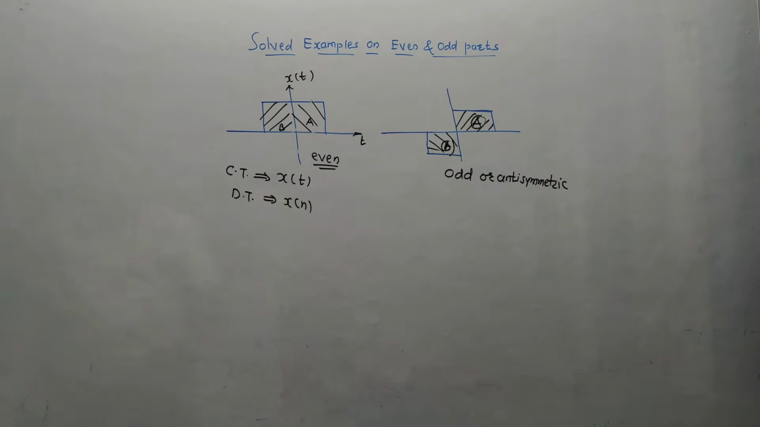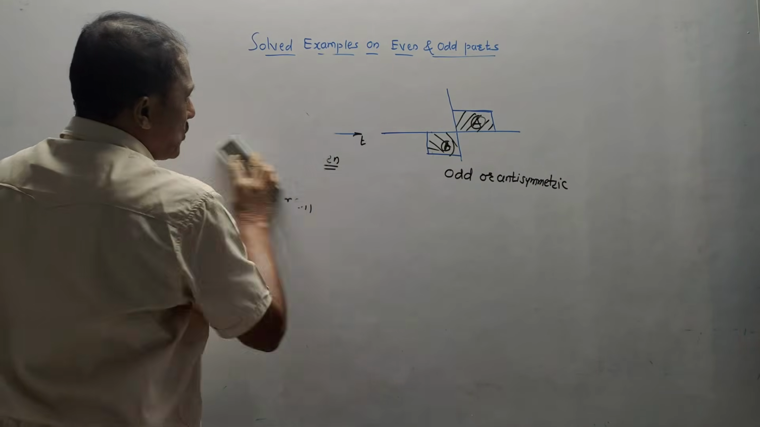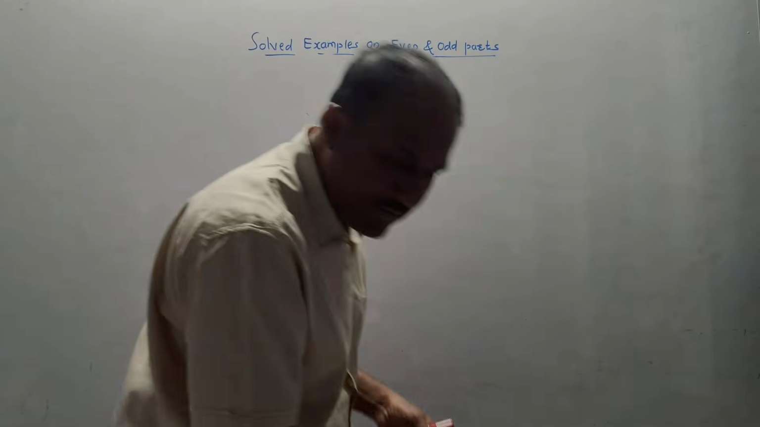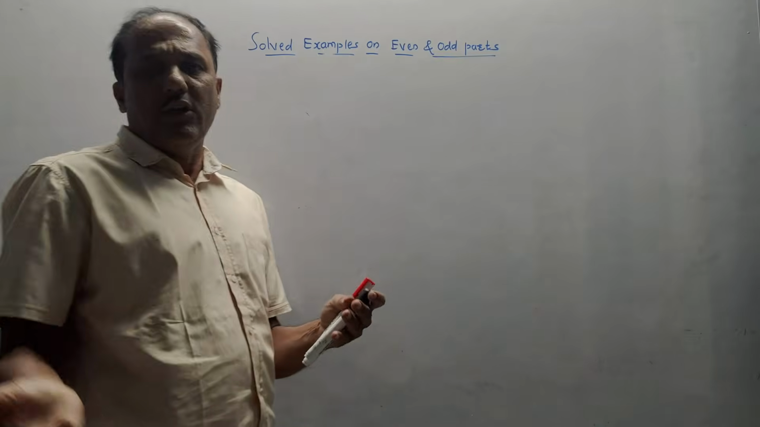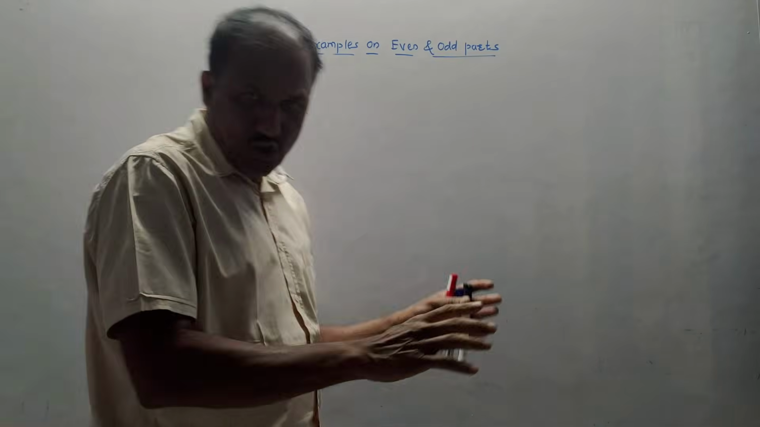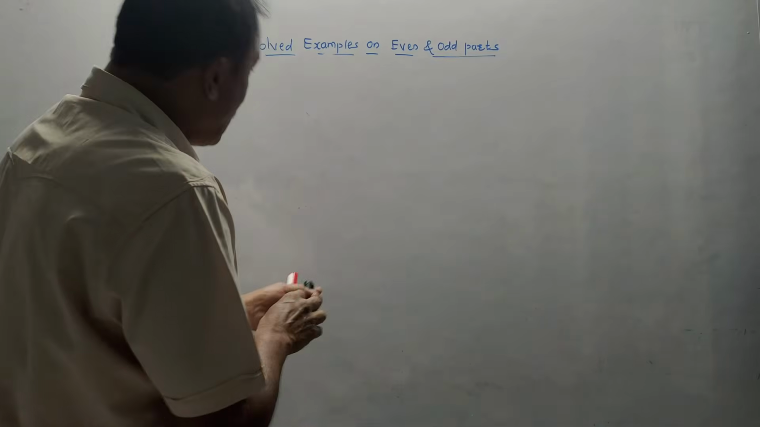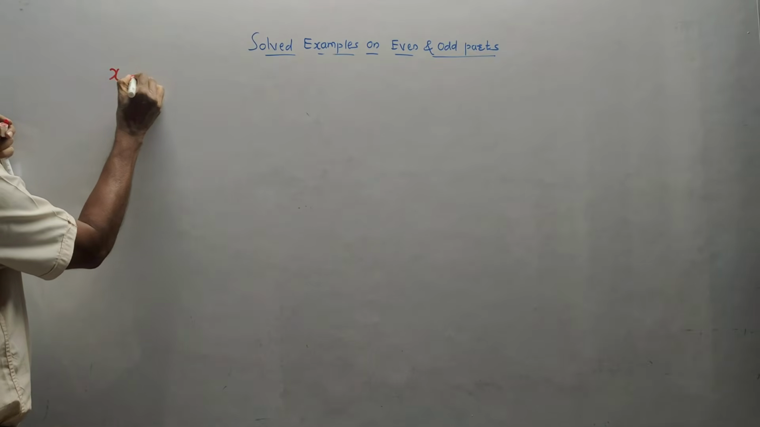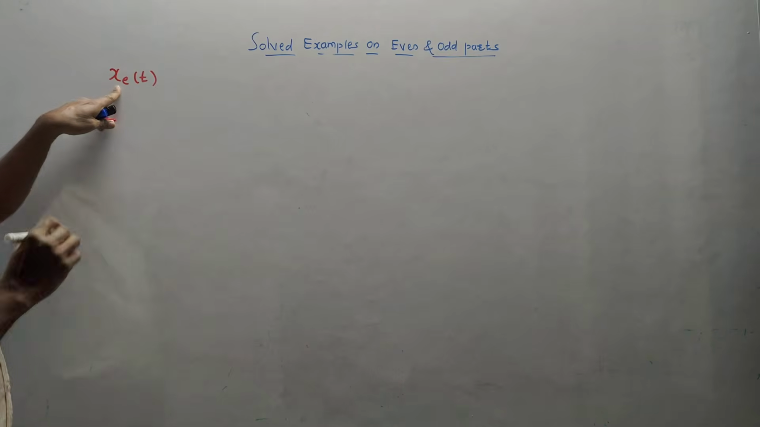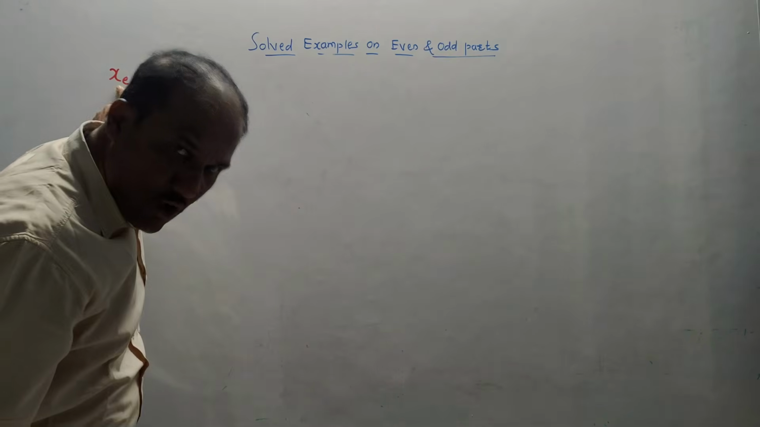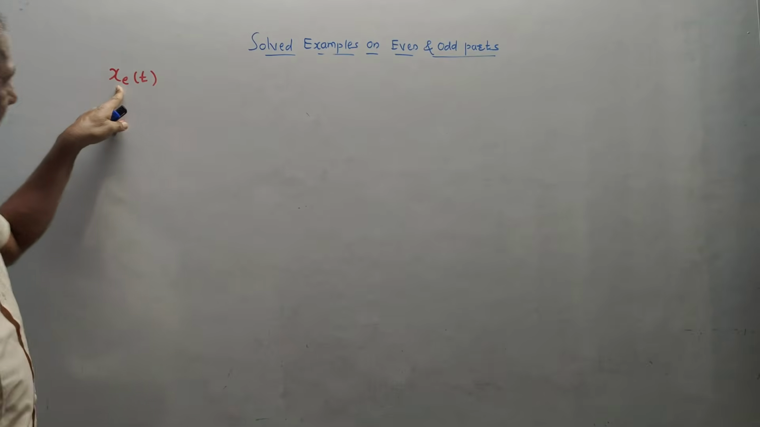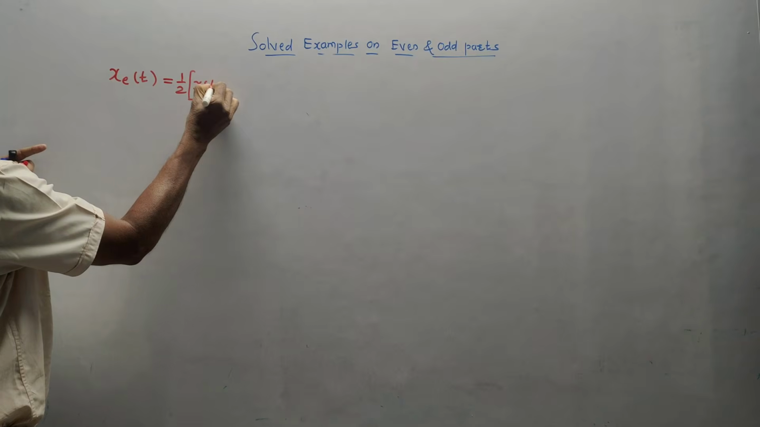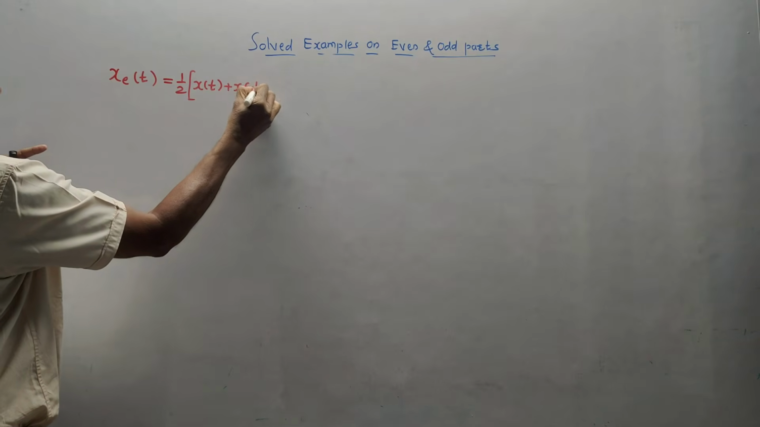Now, any signal is basically combination of even and odd parts. It may happen that signal contains only even parts or signal contains only odd parts, but basically it is combination of even and odd parts. Now the mathematical formula to calculate even part of any signal: even part of any signal is denoted by xe of t. Suffix e stands for it is even part. Mathematical equation is 1/2 [x of t plus x of minus t].